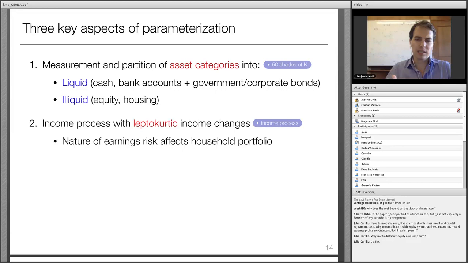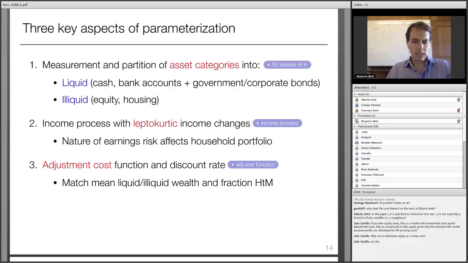Okay. The third thing that's important, obviously, is how to calibrate or parameterize this adjustment cost function and discount rate. So you can see this kinked function from before, right? This chi function. I'll talk about it on the next slide. What we basically do is calibrate these parameters to match some important things about the wealth distribution, in particular the total amount of liquid and illiquid wealth, and, a really important thing, the fraction of what we call hand-to-mouth households here, HTM, which we define as households with zero liquid wealth. I'll talk about it on the next slide.